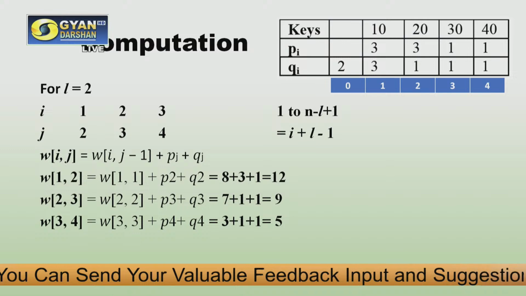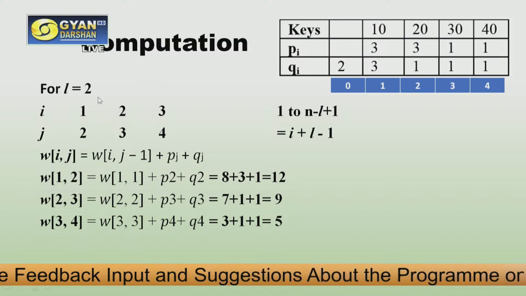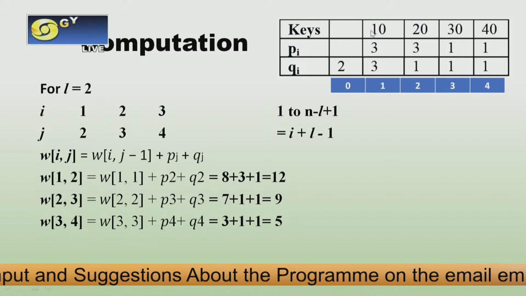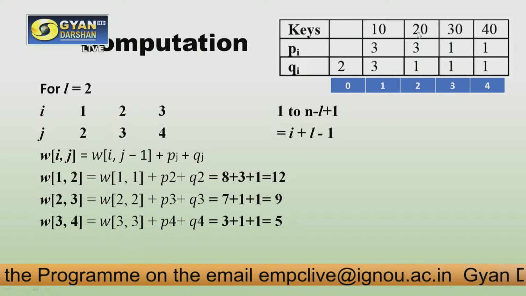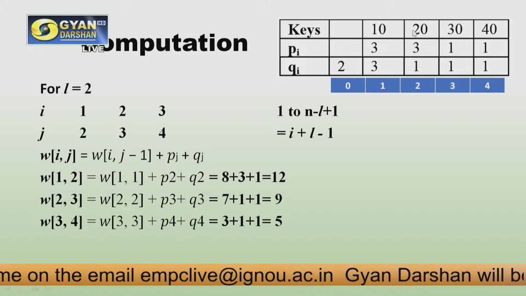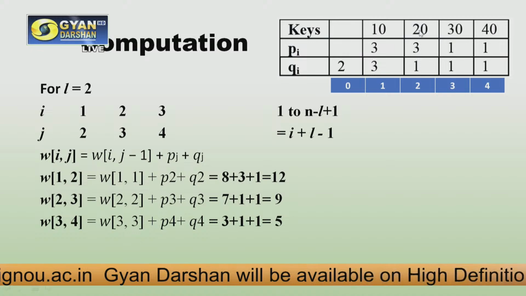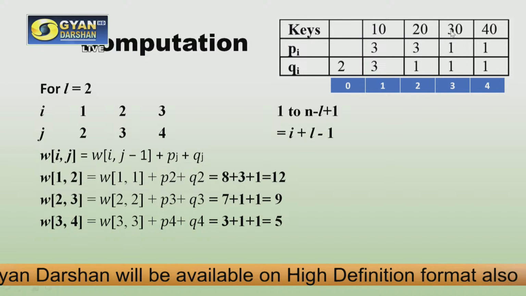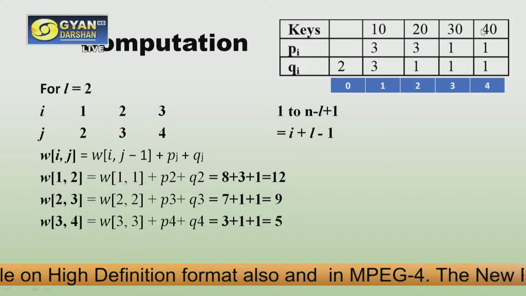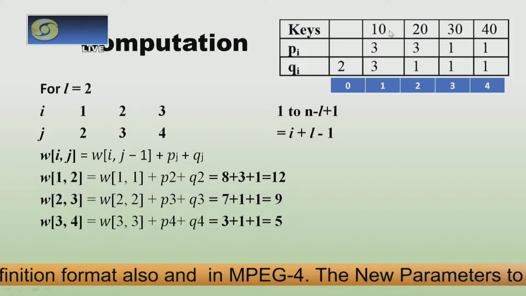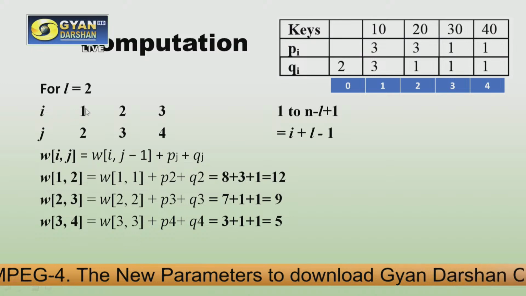For L equals 2, the interesting thing is that you are now referring to 2 keys together. So what would be the trees? One tree can be formulated with just keys 10 and 20. Another tree can be formulated with keys 20 and 30. Another tree can be formulated with 30 and 40. So just 3 nodes are possible now.